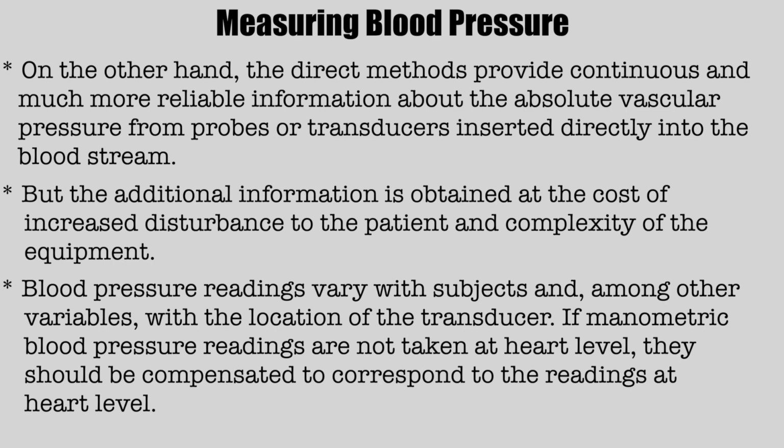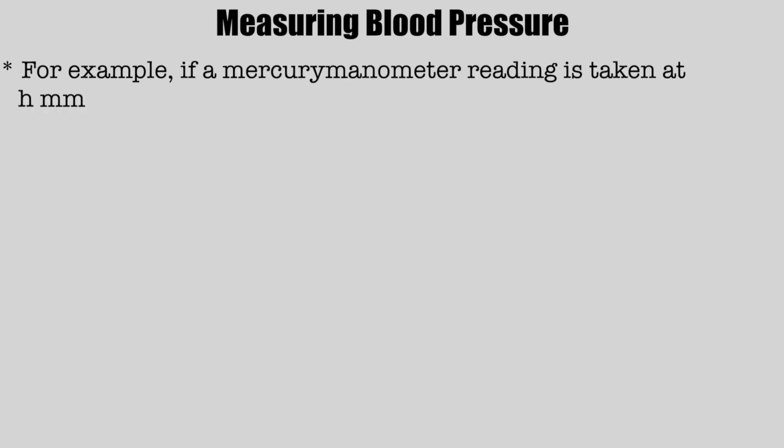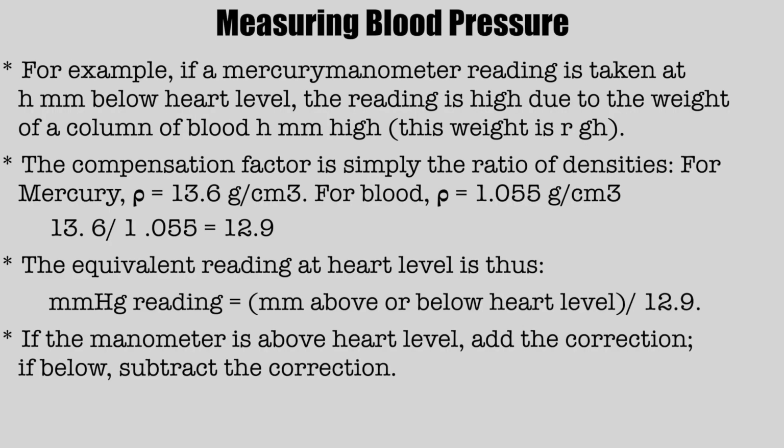Blood pressure readings vary with subjects and, among other variables, with the location of the transducer. If manometric blood pressure readings are not taken at heart level, they should be compensated to correspond to the readings at heart level. For example, if a mercury manometer reading is taken at h millimeter below heart level, the reading is high due to the weight of a column of blood h millimeter high. This weight is rho g h. The compensation factor is simply the ratio of densities of mercury and blood, that is 12.9.